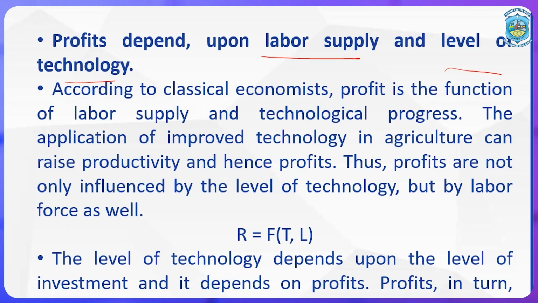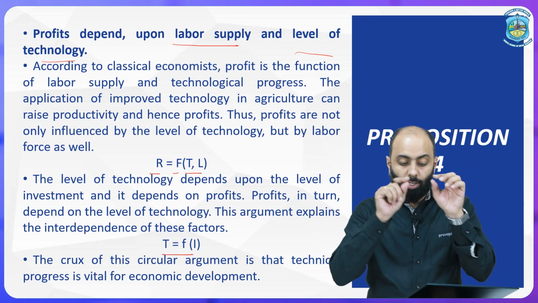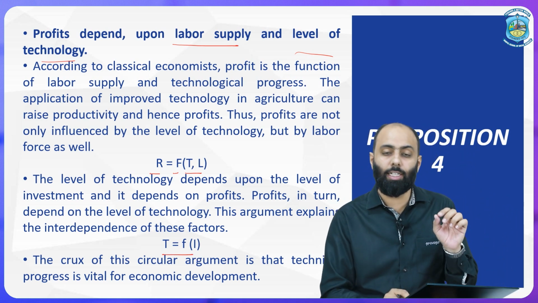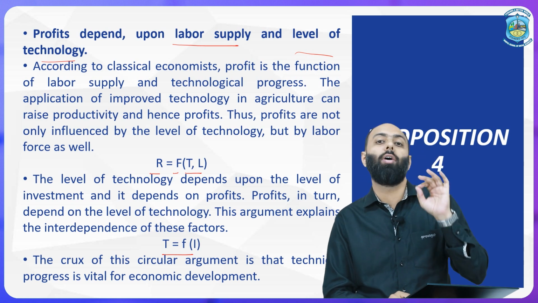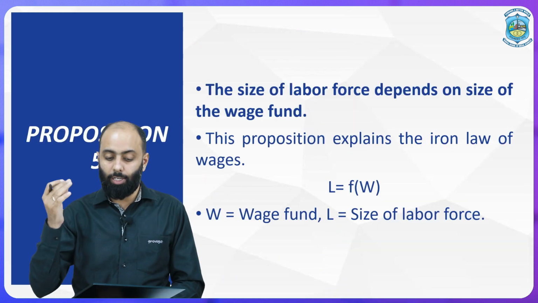So ultimately for this you have a relation whereby R equals a function of T and L. R simply is the profit, T and L are your technology and labor supply, again stating the same crux that the circular argument which keeps on going is ultimately that you need to have more investment that can give you more level of technological upgradation.